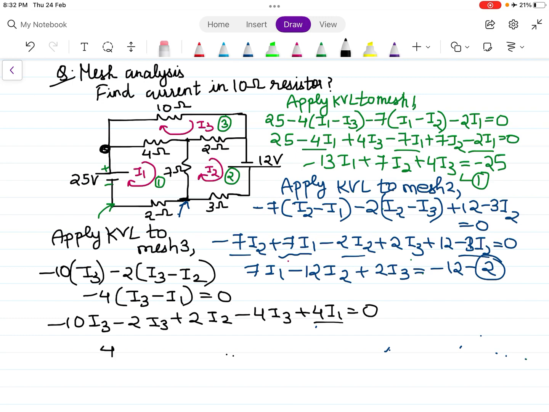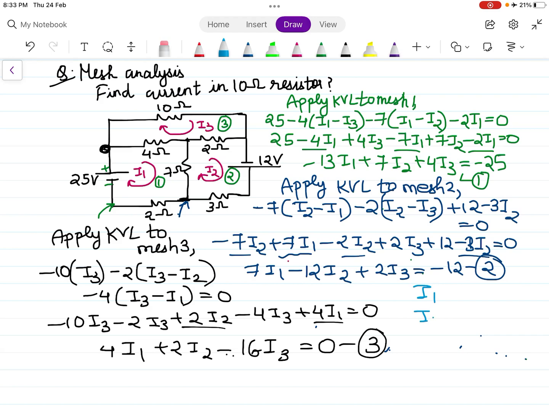Simplification. I1 term is 4 I1, I2 is plus 2 I2, minus 16 I3 equal to 0. Equation number 3. Three equations. Get the value for I1, I2 and I3. Three equations and three unknowns. Solve simultaneous equations.